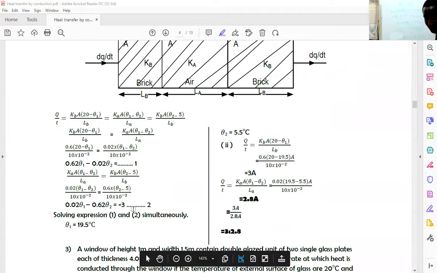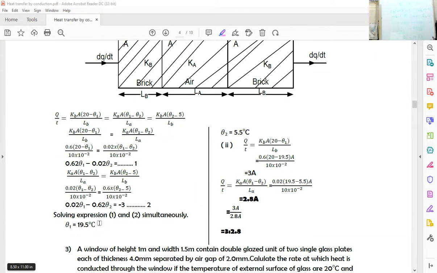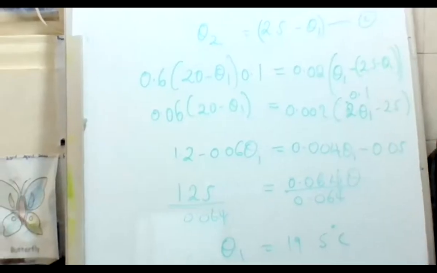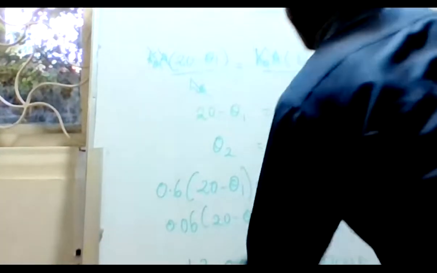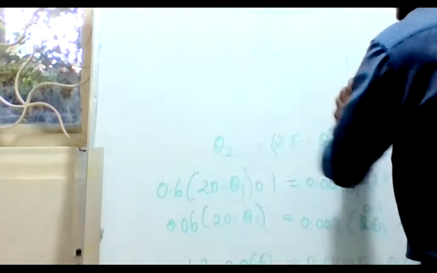Theta 1 is 19.5 degrees Celsius. Now, after getting that value of theta 1, you can now get theta 2. You're just going to substitute theta 1 here. This is the value of theta 1. We can now go back and substitute here to give the value of theta 2.